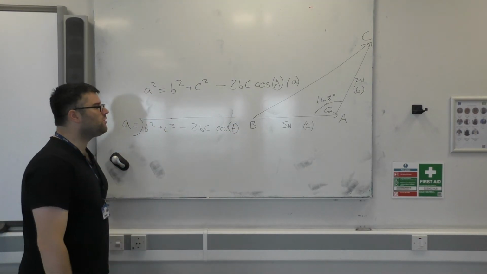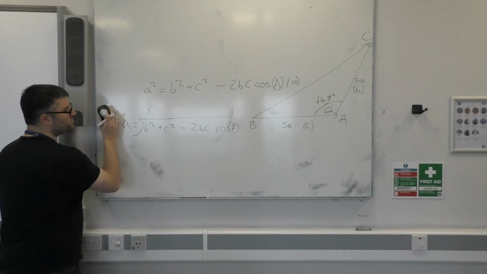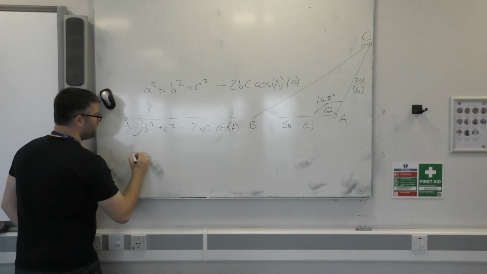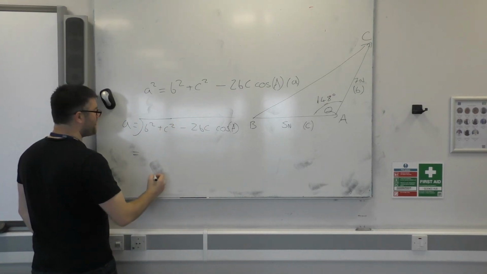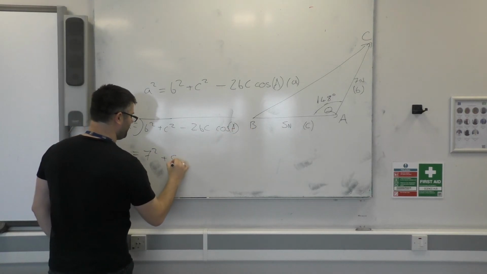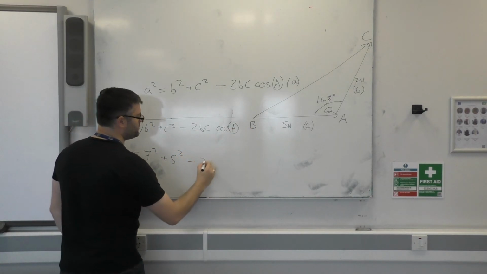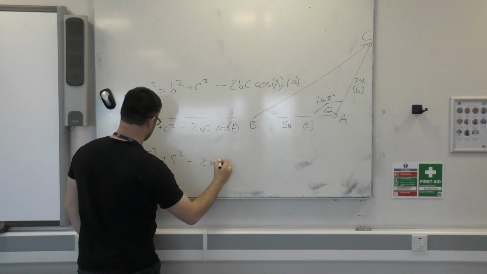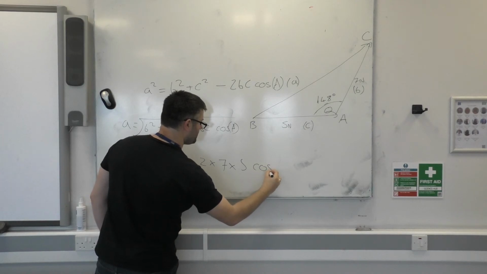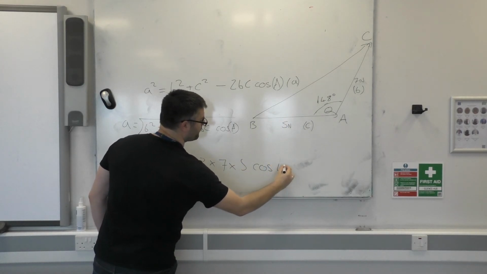We just need to plug in all these numbers. So I'm going to plug them in so that you can see what I put where and make sure that you can see what I've done. So equals b squared, which is 7 squared, plus c, which is 5, so it's 5 squared, minus 2 times 7 times 5, cos 148.